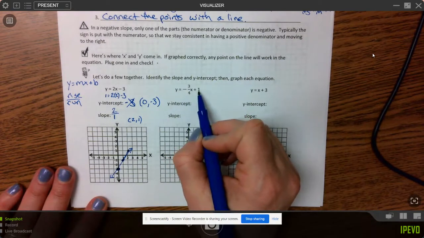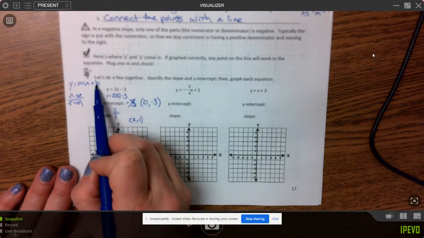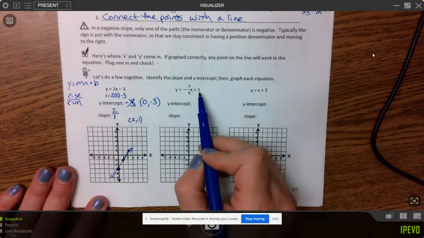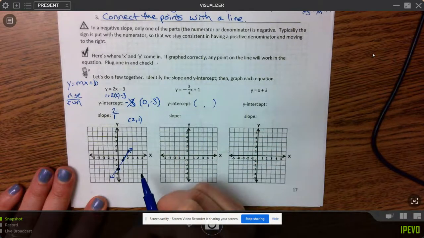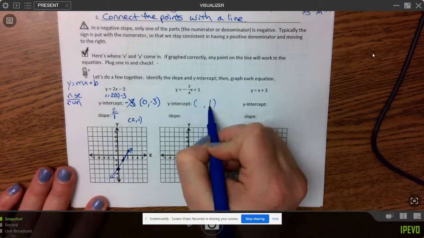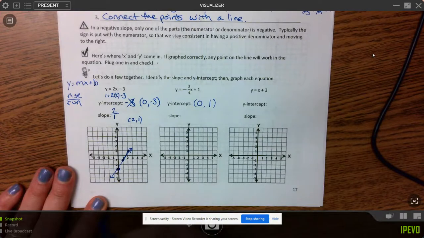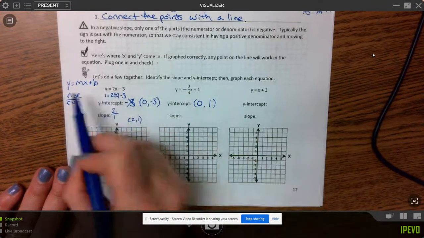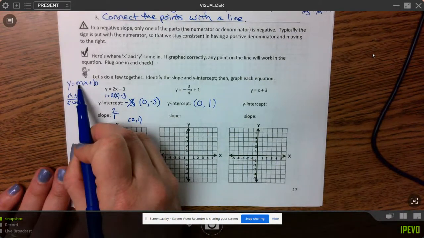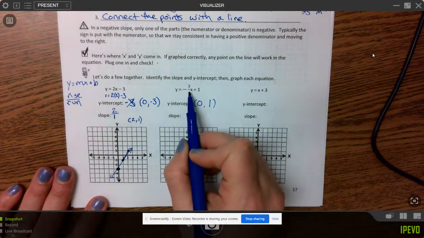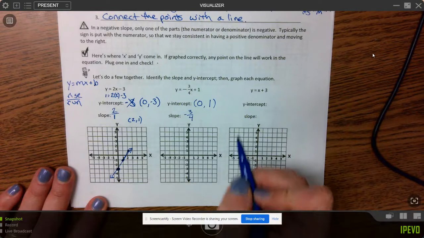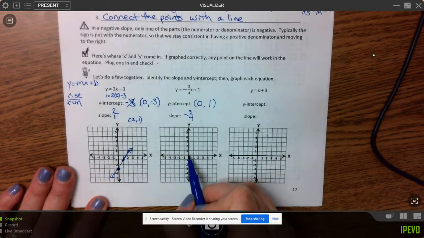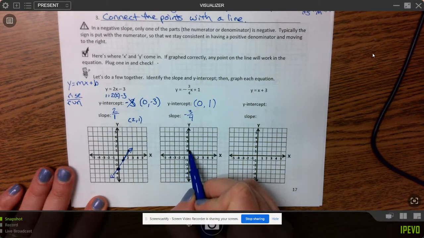My y-intercept, remember the y-intercept is b, where I begin. So my y-intercept, I want to write as an ordered pair. I have that 1 for the y, and I know a 0 for the x. My slope is how it moves. That's the m, and it's negative 3/4.